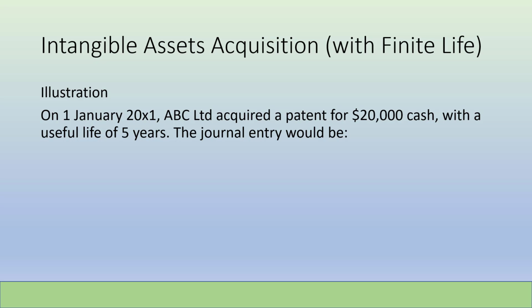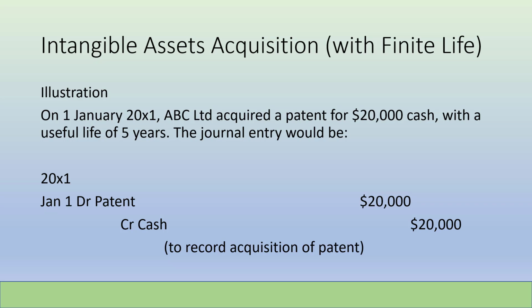We have our illustration here. It talks about acquiring an intangible asset. So as part of our illustration, we'll assume that we are ABC Limited. We acquired a patent for $20,000 on 1st January 2021, and the useful life will be 5 years. So basically, the journal entry will be debit patent and then credit cash.